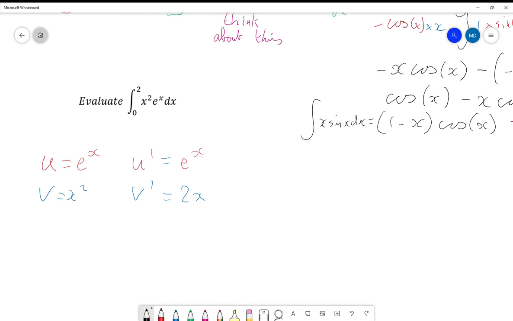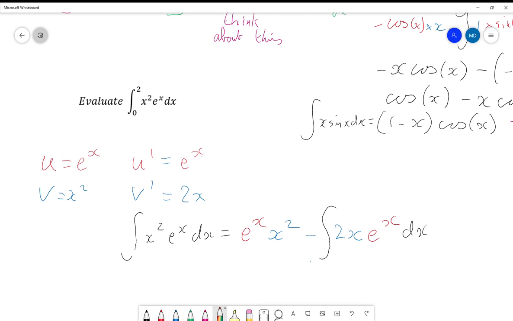And now we can just apply our integral. So the integral of x squared e to the x dx is going to be equal to, well, it's uv, so it's just going to be e to the x times x squared, minus the integral of v dash u. So it's going to be 2x e to the x dx. Okay, brilliant. And now we just need to work this out.